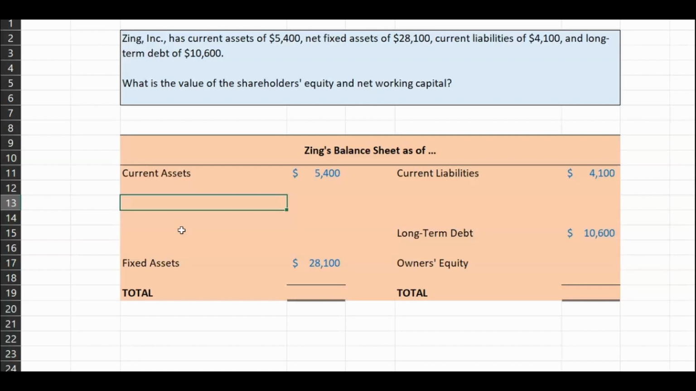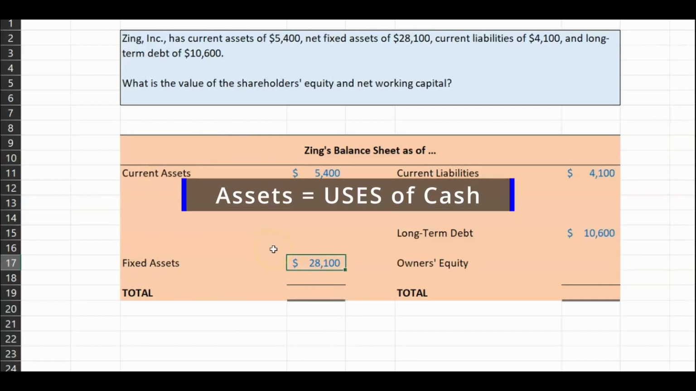A balance sheet for any firm shows the worth of all of its assets, the worth of all of its liabilities, and the worth of shareholders' equity. Specifically, the left-hand side of the balance sheet shows the worth of all the assets, including short-term assets, which are called current assets, and fixed assets. One way to think about assets is that this is where all the money for the corporation went. This is referred to as the uses of cash, where the cash was used up.